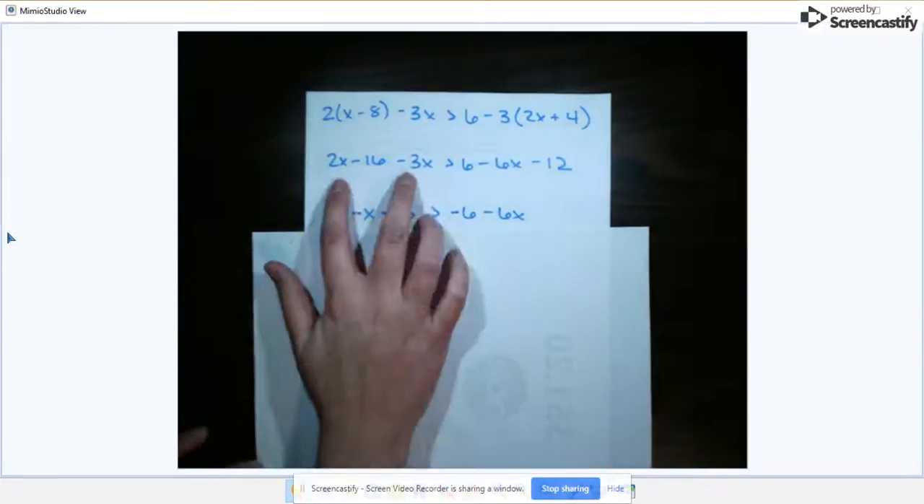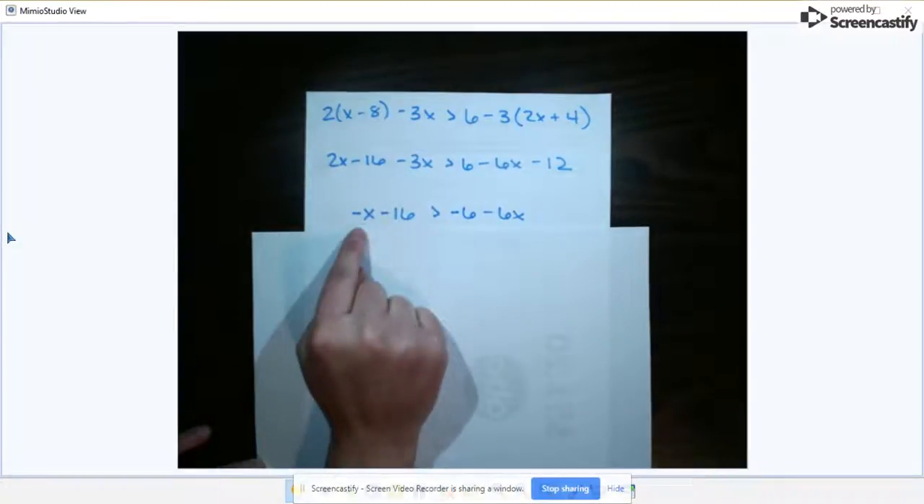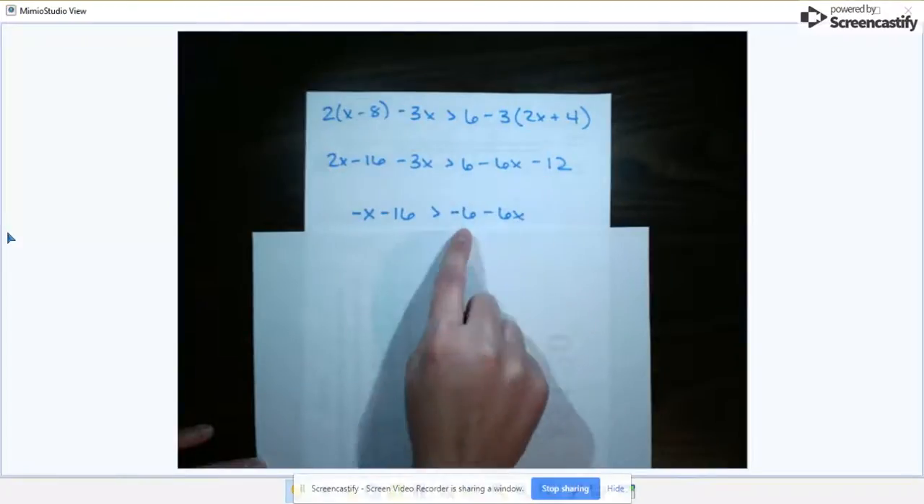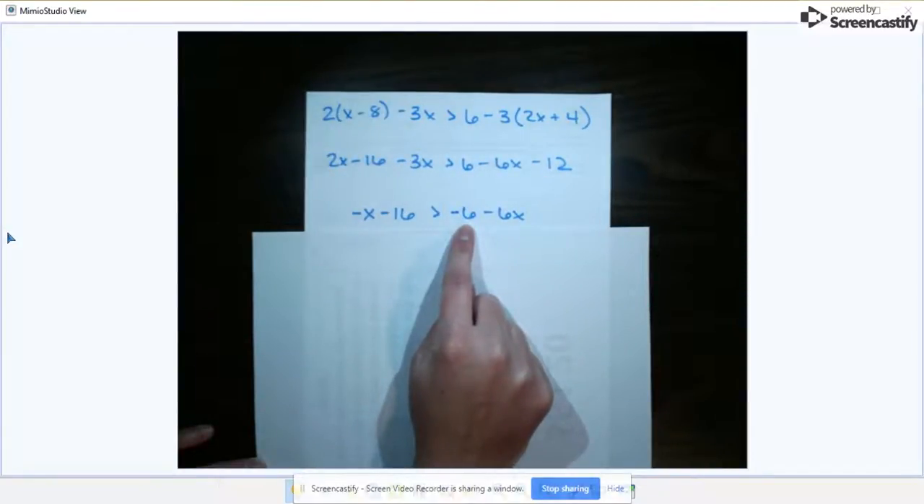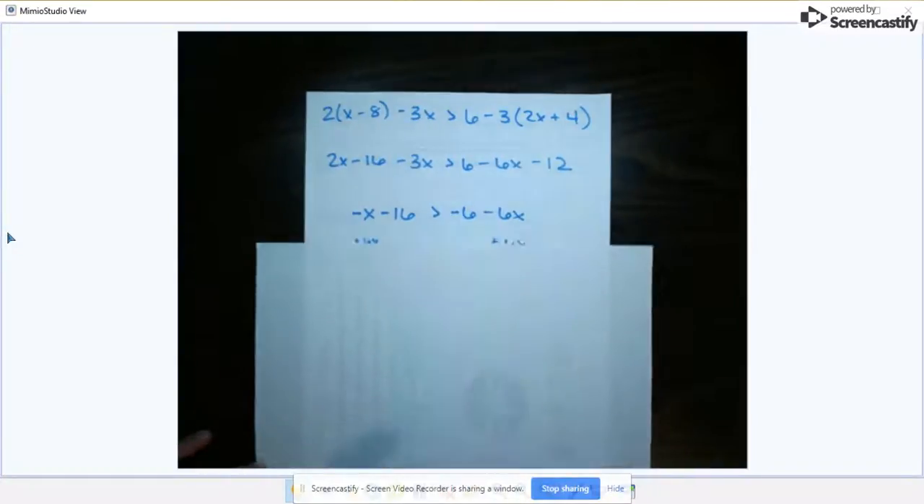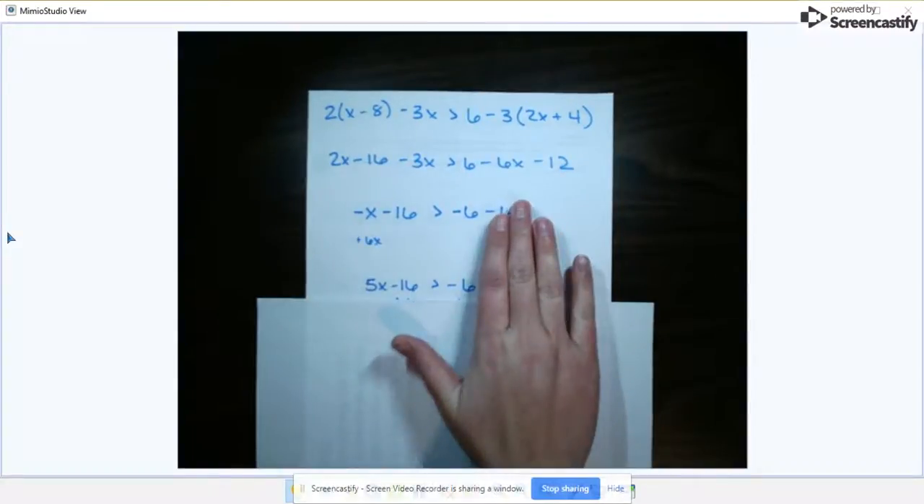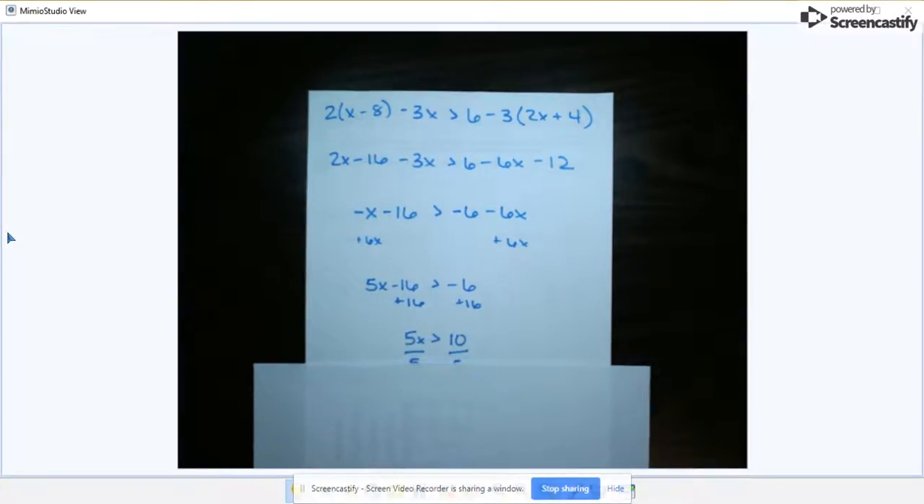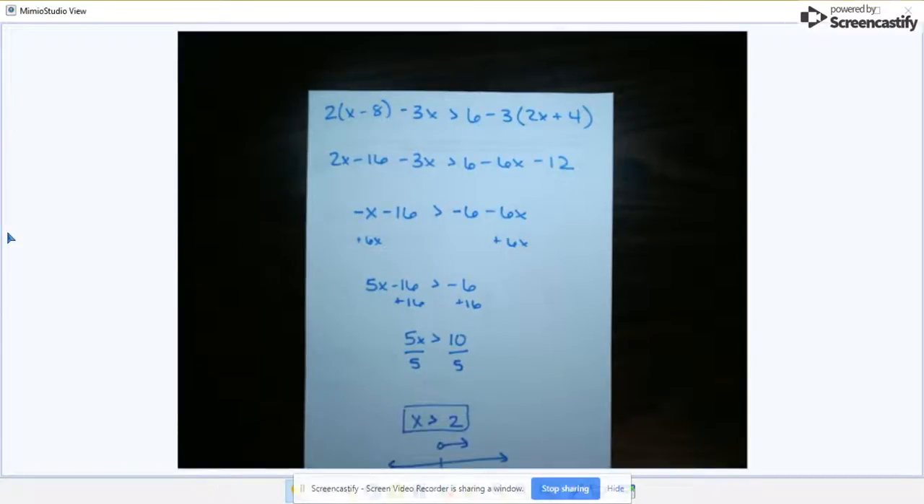I'm going to combine my x's here, so 2x minus 3x gives me a negative x. And if I combine my constants here, 6 minus 12 gives me a negative 6x. Now I need to get my x's together and my numbers together, so I add 6x to both sides. Cancels on the right side. Negative x plus 6x is a 5x. Add that 16 to the right. You get 5x is greater than 10. And now divide by 5 to get x is greater than 2.